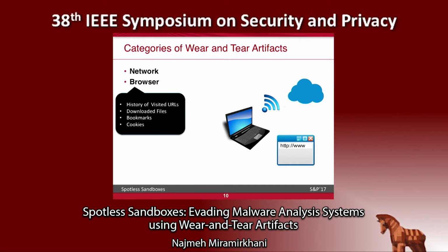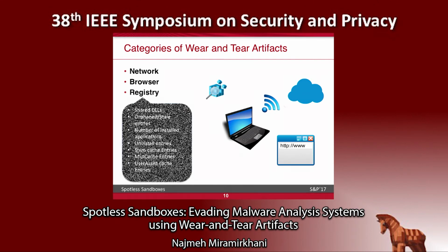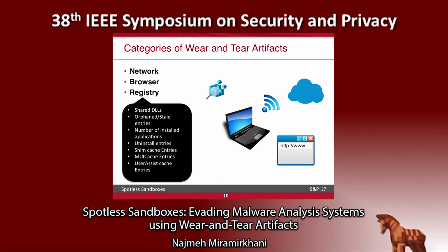The other aspect of the system is the browser. The browser stores the states of user interaction with websites, so we can extract the previous browsing activity of a user from the data stored in the browser, such as cookies, visited URLs, bookmarks, downloaded files, and so forth. Registry is another source from which we extract wear-and-tear artifacts. Essentially, we extract the footprints of installing or uninstalling applications, and we also collect information about the different caches of the system, such as the stream cache or MUI cache, from the registry.